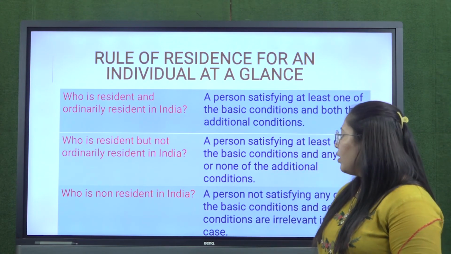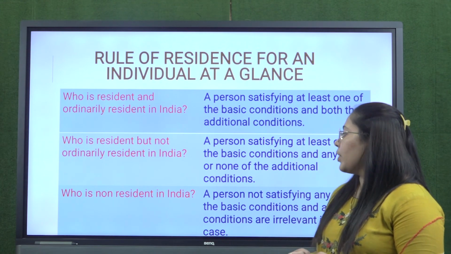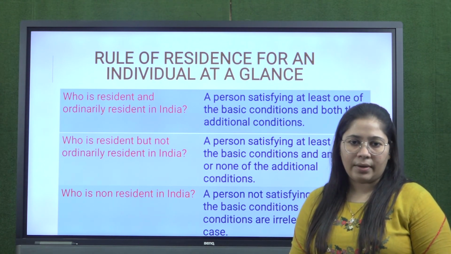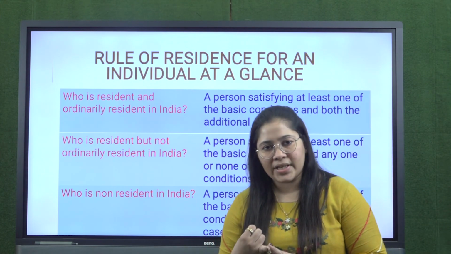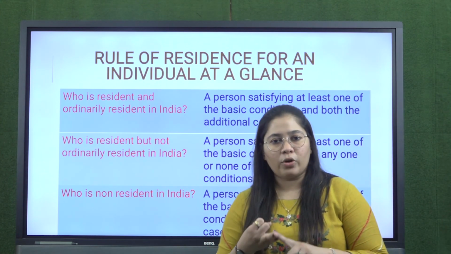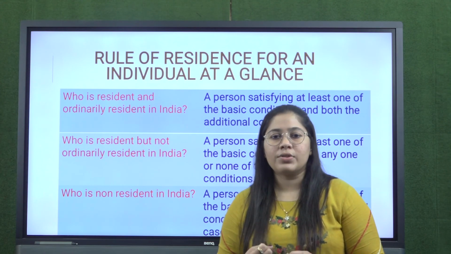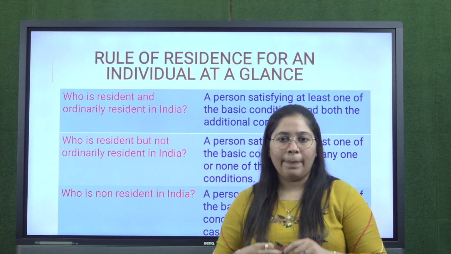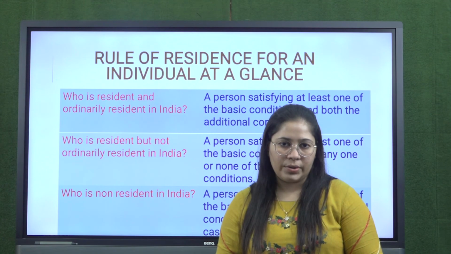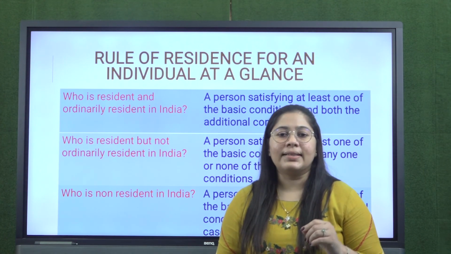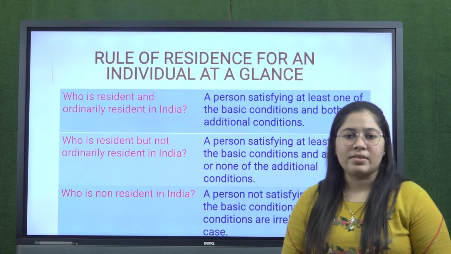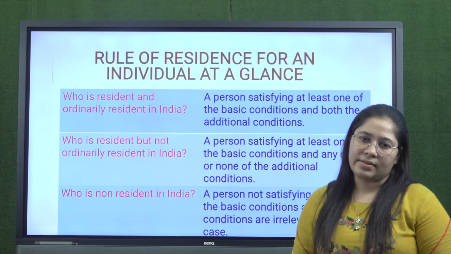The second question, who is resident but not ordinarily resident in India? A person who is satisfying any one of the basic conditions, but is not satisfying both the additional conditions or is satisfying only one additional condition, then that person will be regarded as a resident but not ordinarily resident.